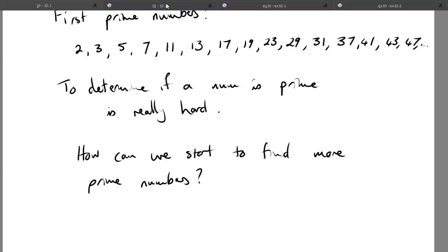Well, for that we're going to go to 10.2, and the Greeks did of course ask this question and also answered it in a basic way as a first step around 300 BC.